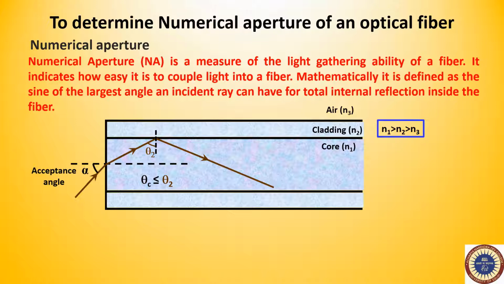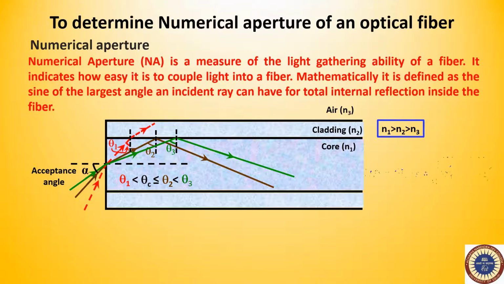Let alpha be the maximum angle of incidence at which light gets coupled into the fiber through total internal reflection. So this angle theta 2 is equal to or greater than the critical angle theta c. Now if the incident angle is greater than alpha, then instead of reflection from the core-cladding interface, light suffers refraction and is lost, since theta 1 is less than the critical angle. If the incident angle is less than alpha, then also light will couple into the fiber through total internal reflection.